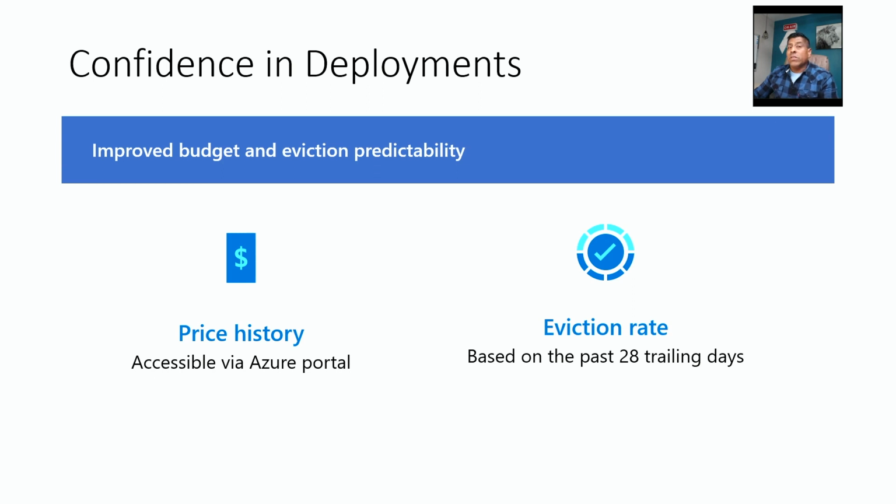Now, is it 100% true? May not be. Maybe that'll change. However, you gotta go with the data. If the data shows that 20% eviction rate and another family is 5%, I would go for the 5%. Price history is another thing that the portal gives you, or the API for that matter. And that just tells you what is the current price of a spot instance, and also tells you the history of that price of that spot instance. So that's the price history. This gives you a little bit more confidence. Again, the eviction rate is one of the things that you have to pay attention to, not just the price.